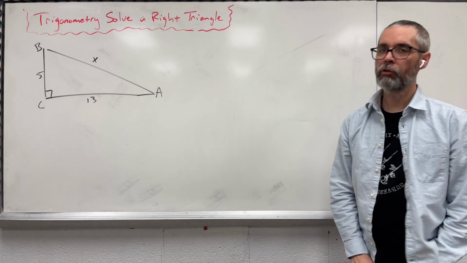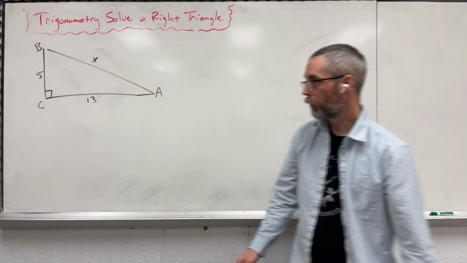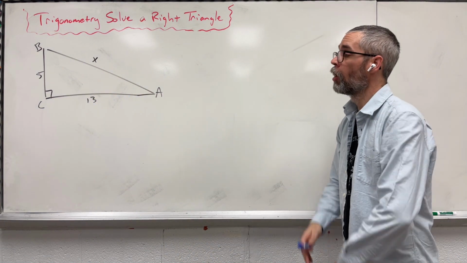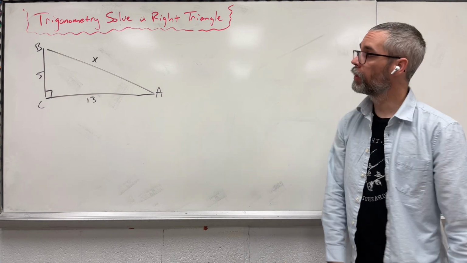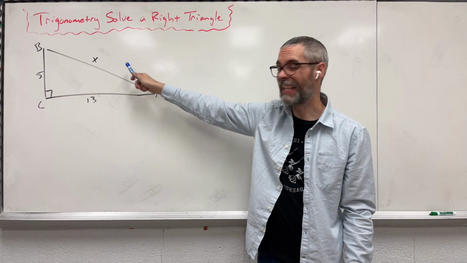Hi, we're going to use trigonometry to help solve a right triangle. And when I say solve a right triangle, we want to figure out what our missing side is and what our two missing angles are. So multiple different things we can do here. I'm going to start with my hypotenuse, figuring out what this is.